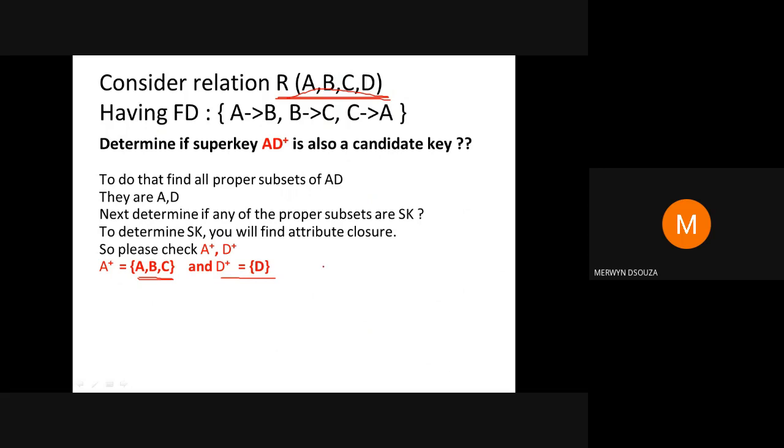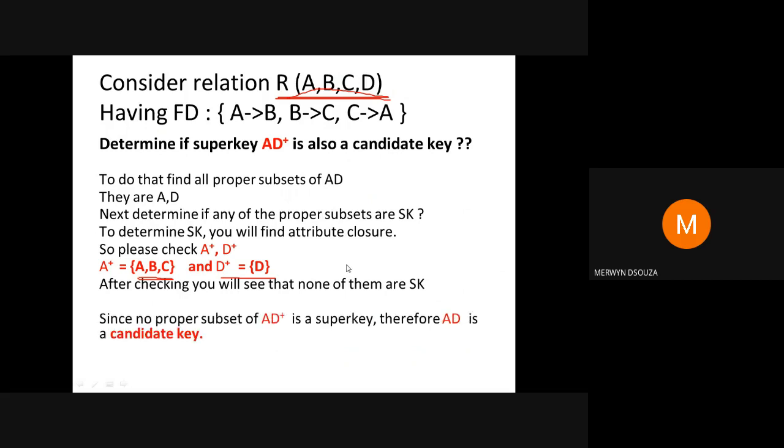Since they are not super keys, can we conclude that the proper subsets of AD are not super keys? Yes, we can conclude that proper subsets of AD are not super keys. Therefore, can we conclude that AD is a candidate key? Yes. Since no proper subset of AD is a super key, we can conclude that AD is a candidate key.